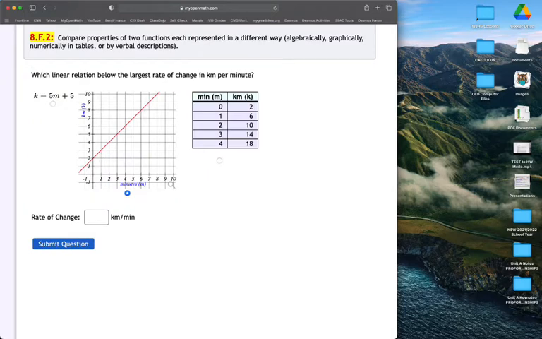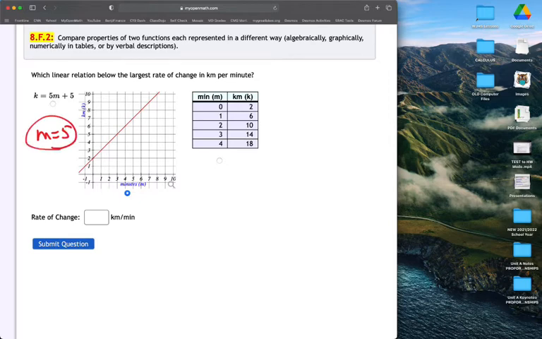All right, continuing in the standard 8.F.2, where we are comparing functions in different ways. Here we have an equation, a graph, and a table, and the question is, which one has the largest rate of change? Well, remember, when we are finding the rate of change, we can, in some ways, think of the rate of change as the slope. So we can see for the equation, that's really easy. K equals 5m plus 5. The 5 of the 5m is the slope. And so we can see we have a slope of 5 there.